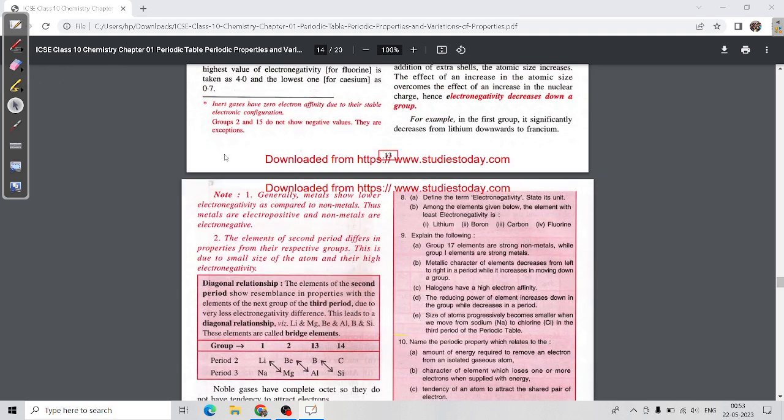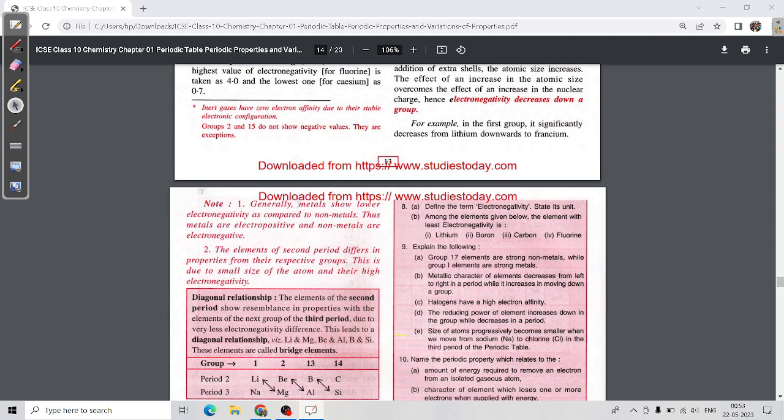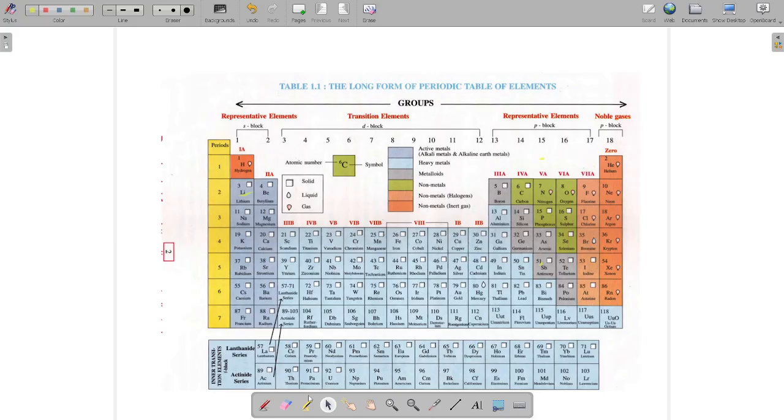Note here that generally metals show lower electronegativity as compared to non-metals. As I told you, down the group, as we can see in the periodic table, if we go down the group, there is a metal. Here it is metals, and here it is non-metals.